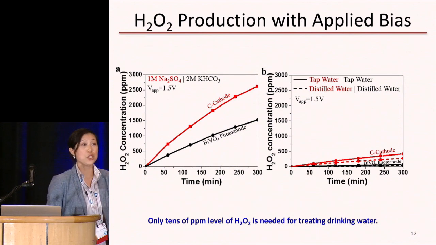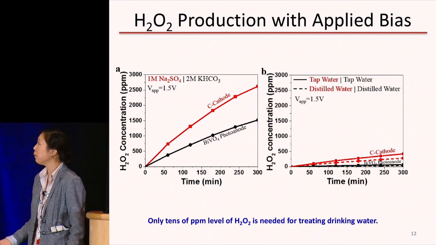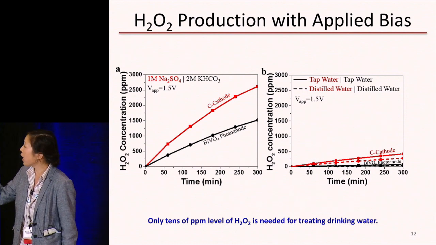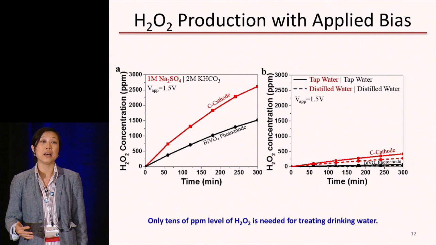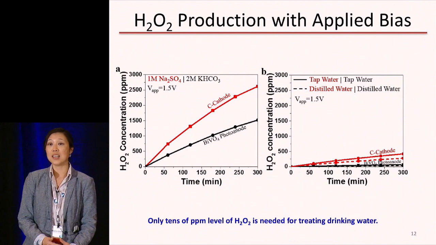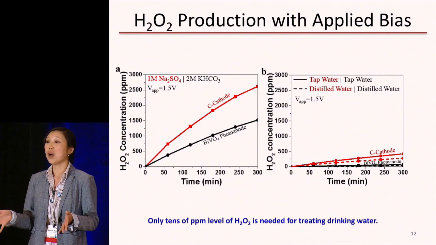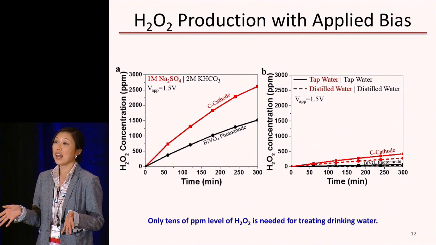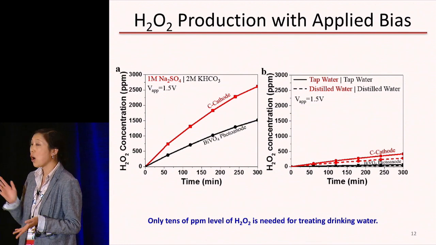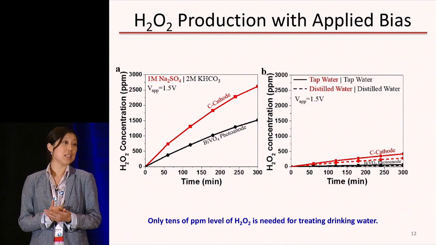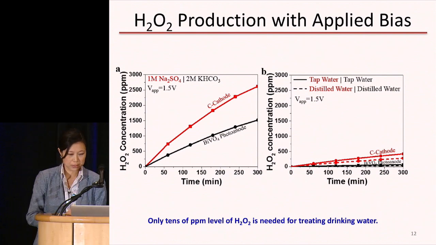If the goal is to produce hydrogen peroxide, we can also apply a bias. If we apply 0.5 V bias, we can accumulate hydrogen peroxide to the thousands of ppm level. The really exciting thing is this also works on tap water. If you just put in tap water and apply 1.5 volts, it can also generate hundreds of ppm. For water disinfection, we only need tens of ppm, so it's not a very high requirement.